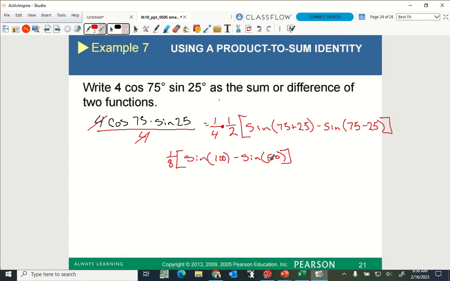So now I have this function here, this function here. And it's a difference. Yep, it is a difference because there is a minus sign. Yep, minus sign. That's it?